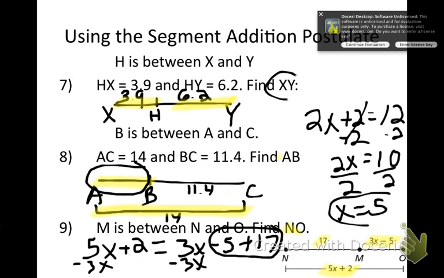Jersey, where did I lose you at there, bud? Just at the beginning of it. Okay. So if you look here, I had my whole line, which was this right there, 5x plus 2, right?